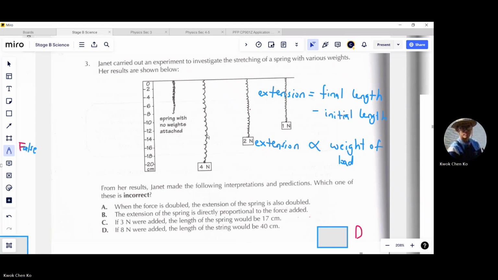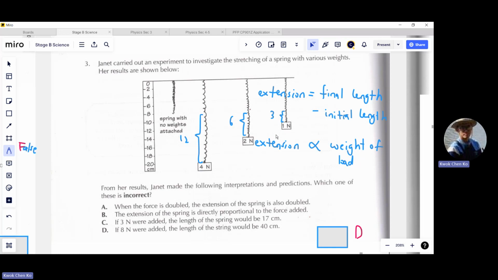Look at here. What's the extension? This is the extension. 20 minus 8, 12. Good. And this one? It's about 2 or 3. Okay, maybe 2 to 3. All right, let's take 3. 3 will give you a nicer answer.